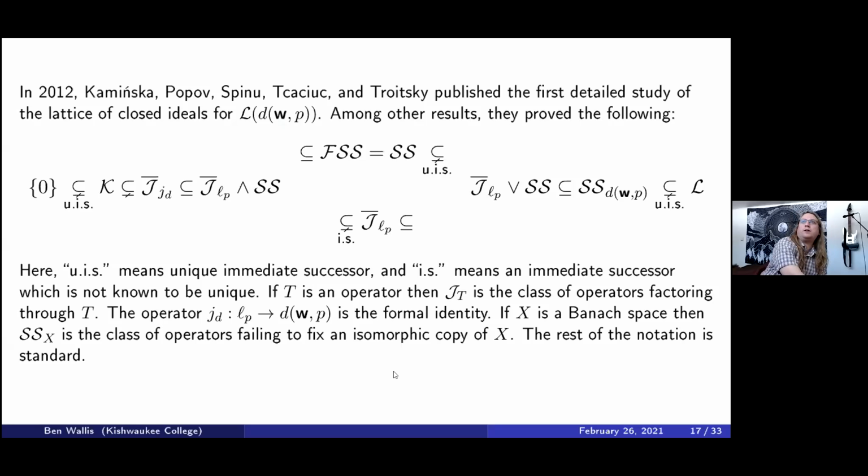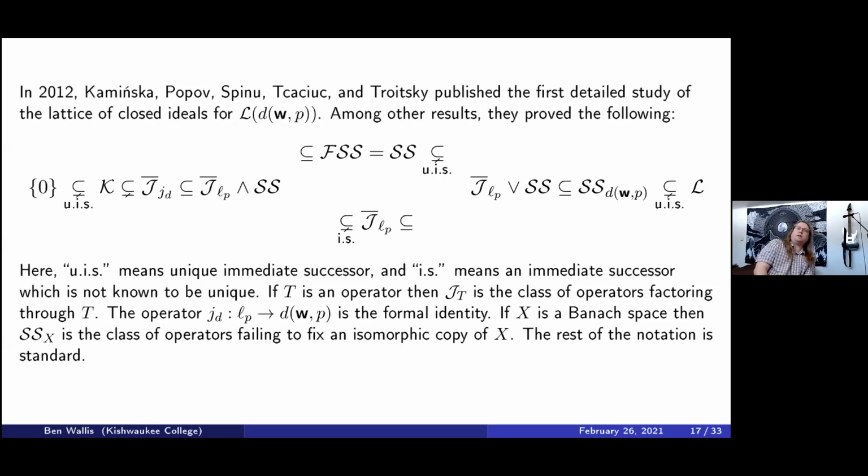This JD is the formal identity from LP into the Lorentz space. The J, that means like JLP, those are the LP factorable operators. And this looks more complicated than it is. The truth is, even though there are a bunch of ideals listed here, at least up until this research, we really only knew that 5 of them were distinct.